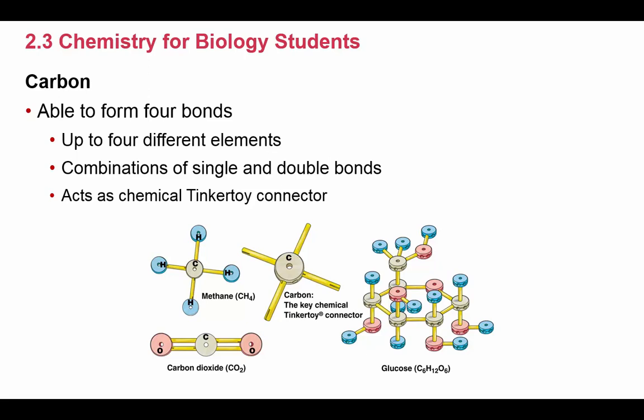And the combinations, you can put single bonds there like you have with methane, where the carbon interacts with the 4 hydrogens, or it can be double bonds where the carbon interacts with 2 oxygens forming double bonds. So it's kind of like a Tinker Toy connector. And over there on the right you see glucose. You've got 6 carbons interacting with 12 hydrogens that are the blue ones, and then the oxygens are the red ones. There's 6 of those there.